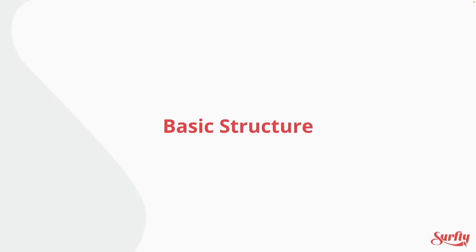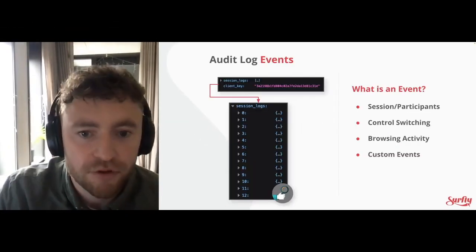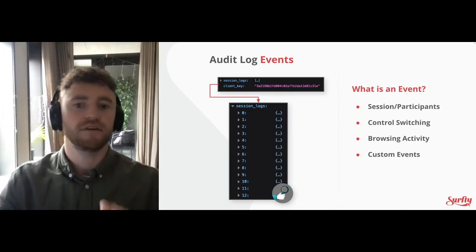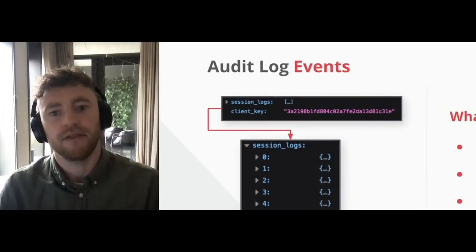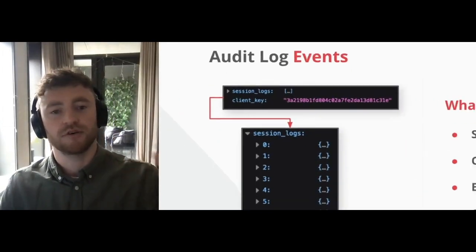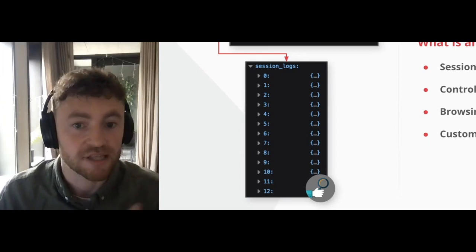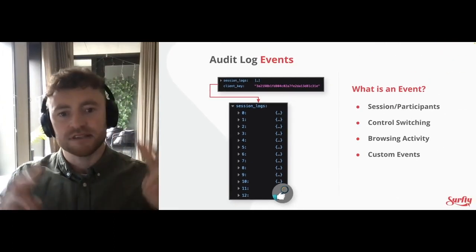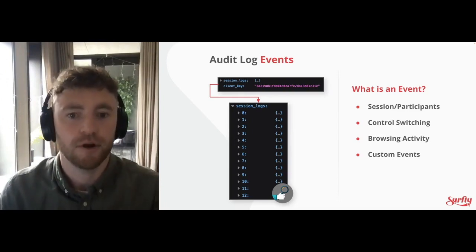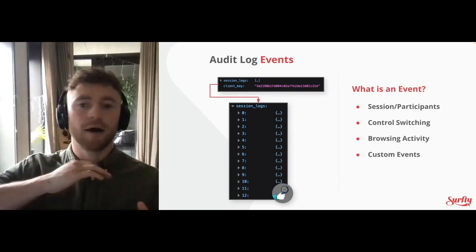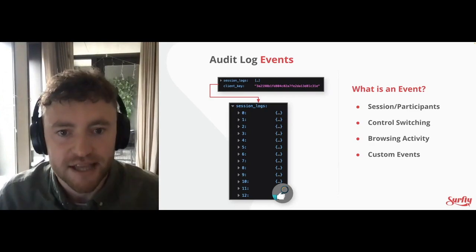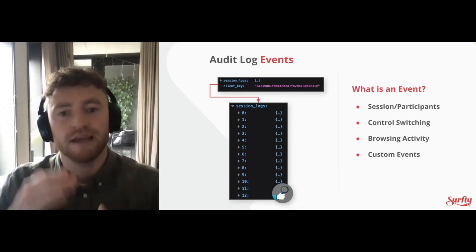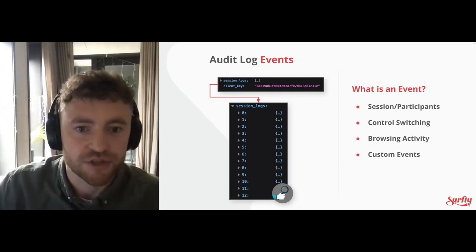So what does the file look like? The basic structure of the audit log is that the file will always contain a client key, and then alongside that will be the session logs themselves. These session logs, once expanded, you can see they are numbered. So they range from 0. This is always the session created event, which we'll take a look at in a moment. And they range all the way up, depending on how long the session is. There can be a great number of session events recording everything that happened in the Surfly session.